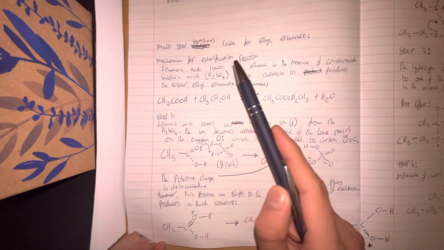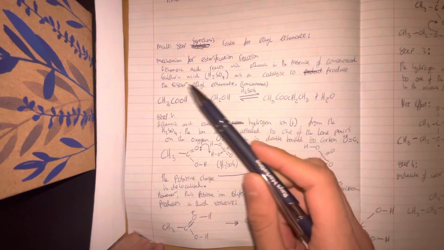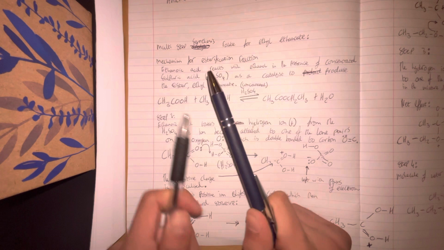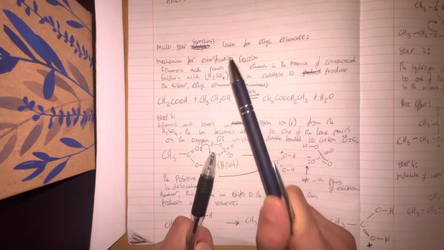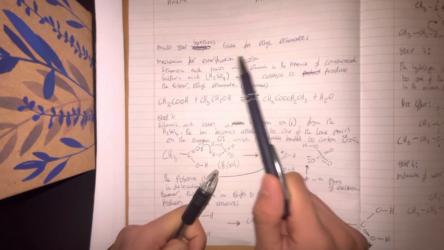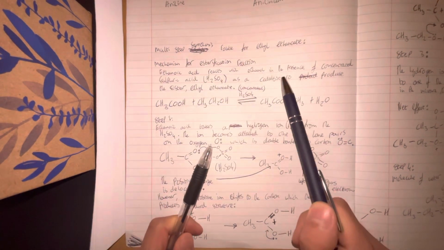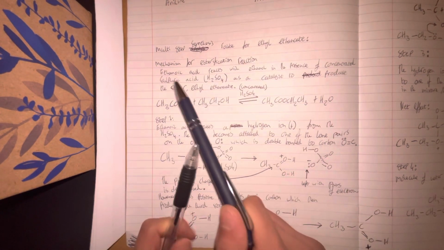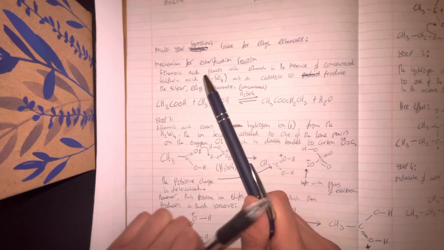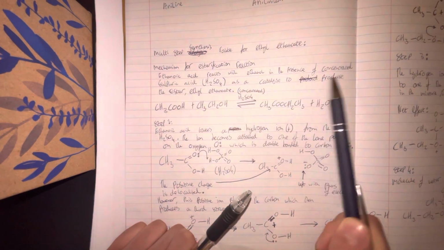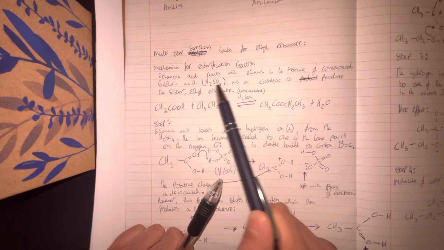Step-by-step synthesis route for ethyl ethanoate, a mechanism for the esterification reaction. Ethanoic acid reacts with ethanol in the presence of concentrated sulfuric acid as a catalyst to produce the ester ethyl ethanoate.